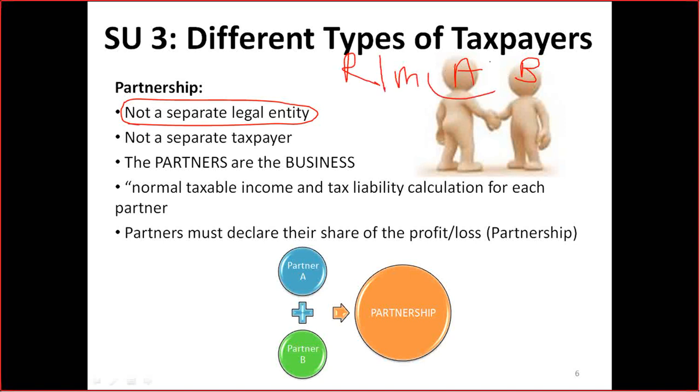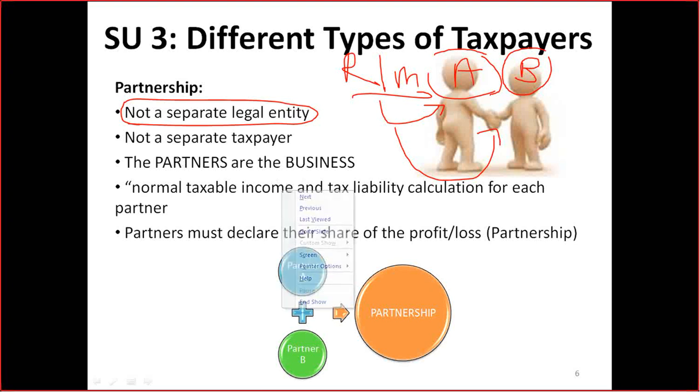Okay, if your partnership has created revenue, let's say your partnership has made $1 million. You and your partner are running the business. This $1 million is going to be split between you and your partner, and then both are going to have to pay tax individually. That's very important to remember.